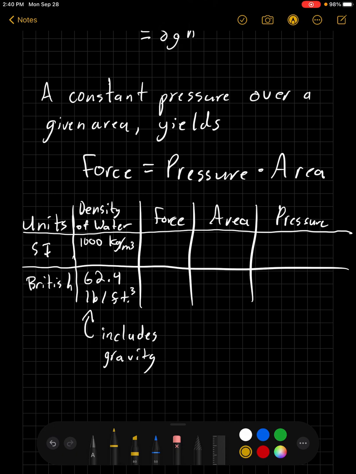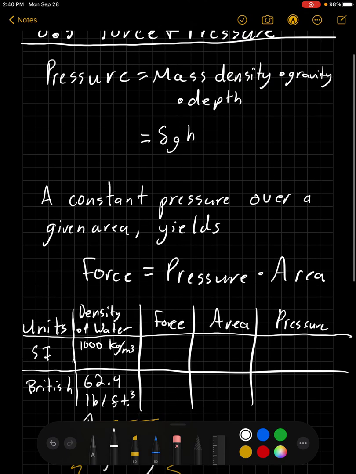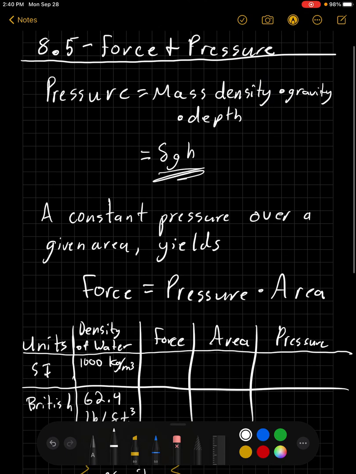And this is why I said in class that British units are actually easier sometimes. When we're doing these pressure problems, if it's water in terms of feet, and we switch to density, because density for British units includes gravity already, we won't need to multiply times gravity to get that in there. So our formula up here won't include G for British units, because the G is already included in the density.